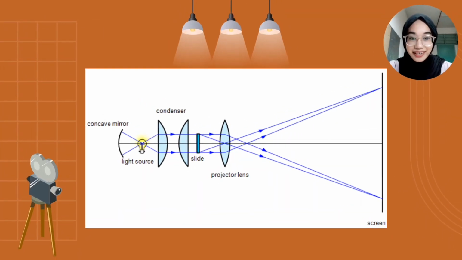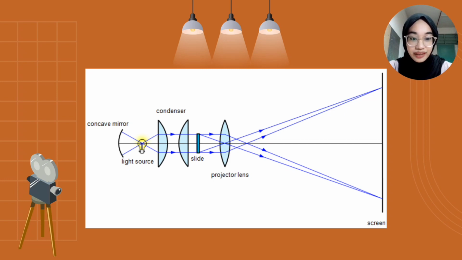So, this is a diagram about the formation of image in slide projector. The concave mirror reflects light from the bulb to a pair of condenser lenses. The condenser lenses direct the light through the slide or movie film to a projection lens. The projection lens is moved or adjusted until a sharp, magnified image is focused on the screen.